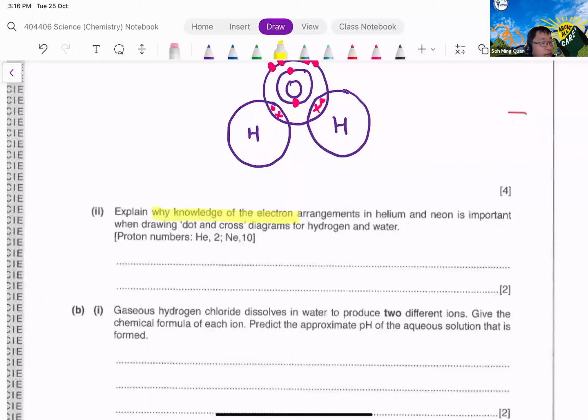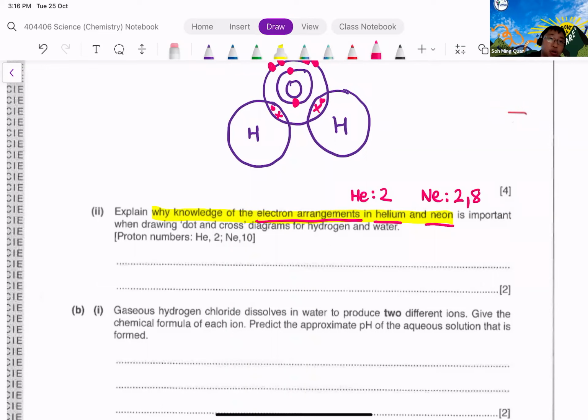Explain why knowledge of the electronic arrangements in helium and neon is important when drawing dot and cross diagrams for hydrogen and water. Wow. So if you are really lost, it's something to do with electronic configuration of helium and neon, right? So you try to work it out. What is helium? What is neon? Look in the periodic table. Helium, 2. Neon, 2, 8.